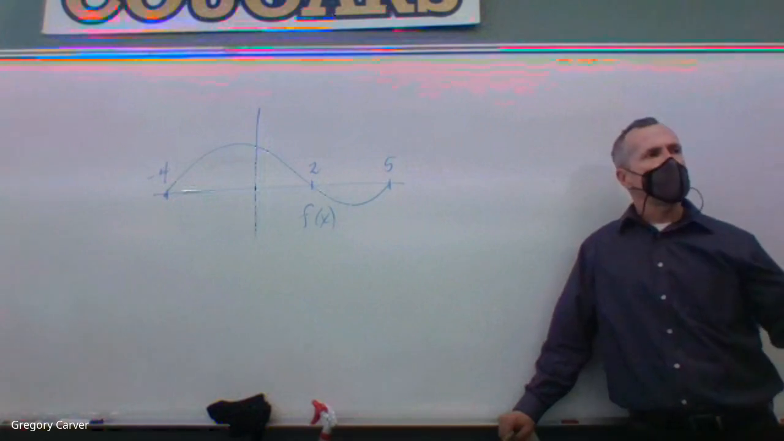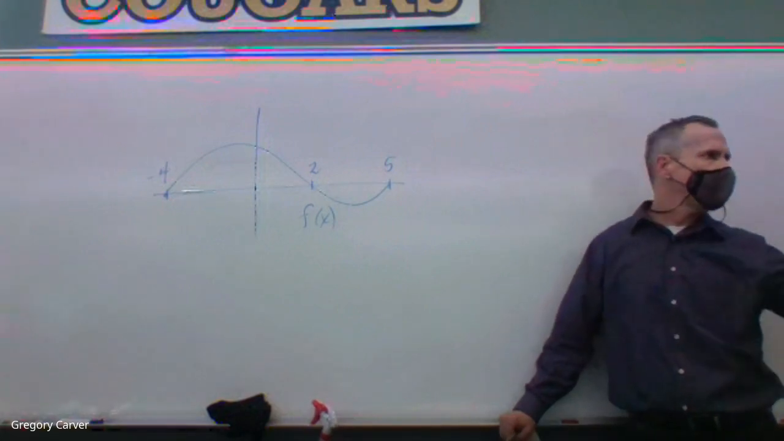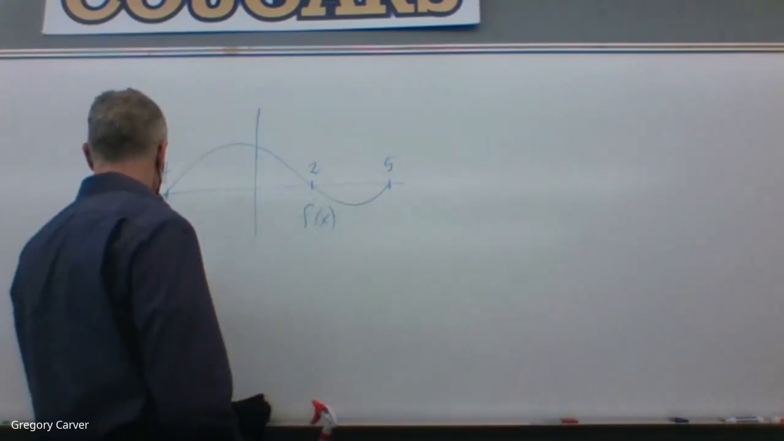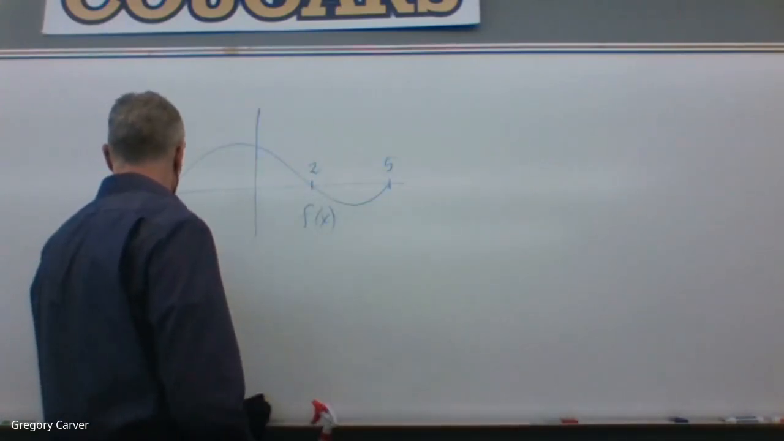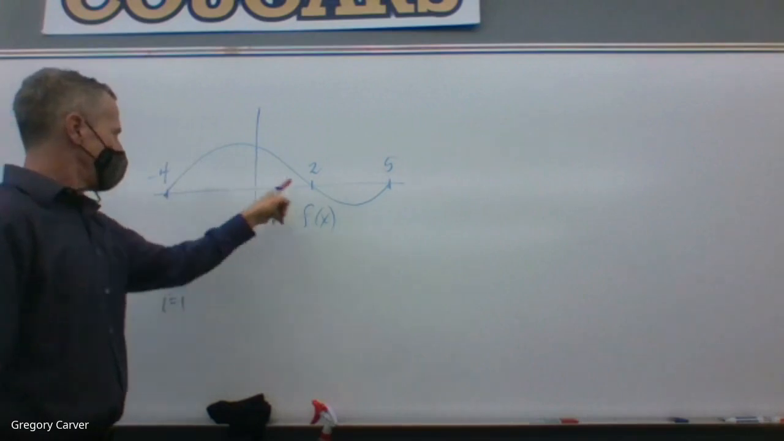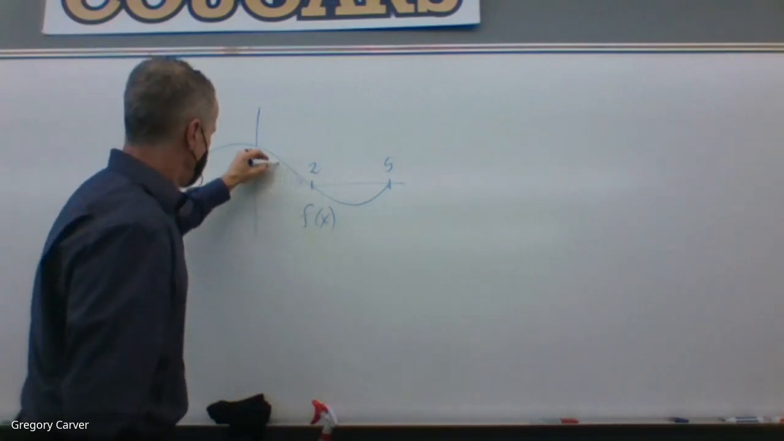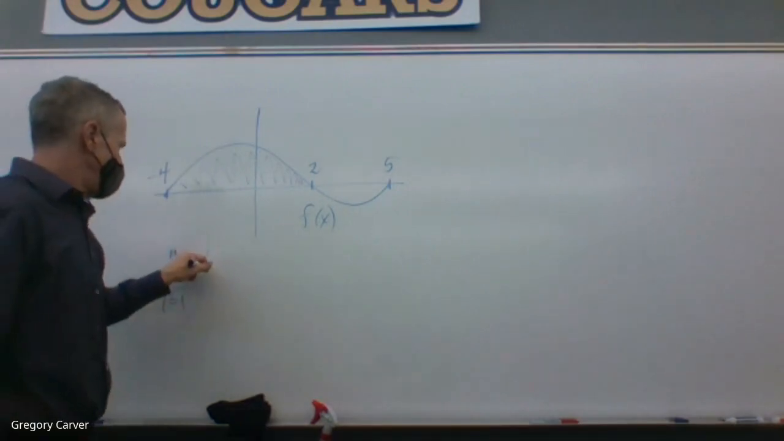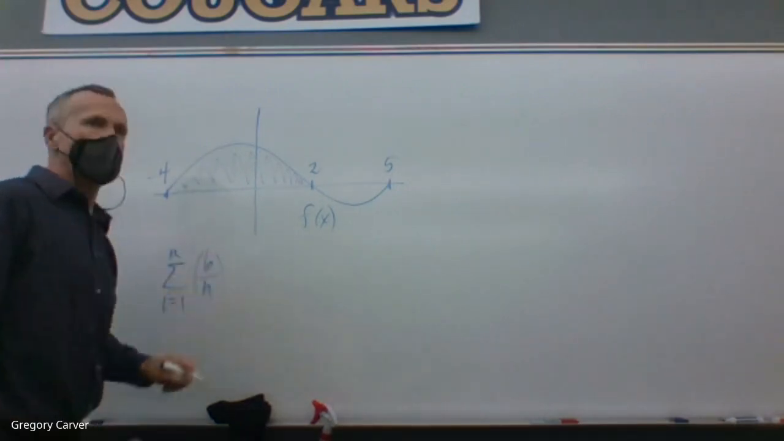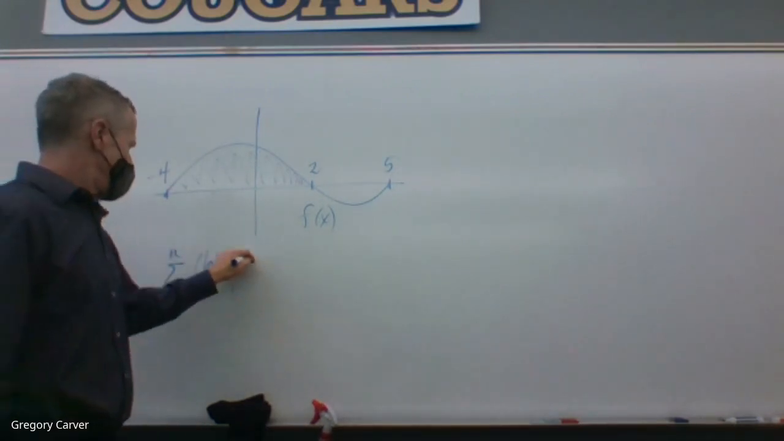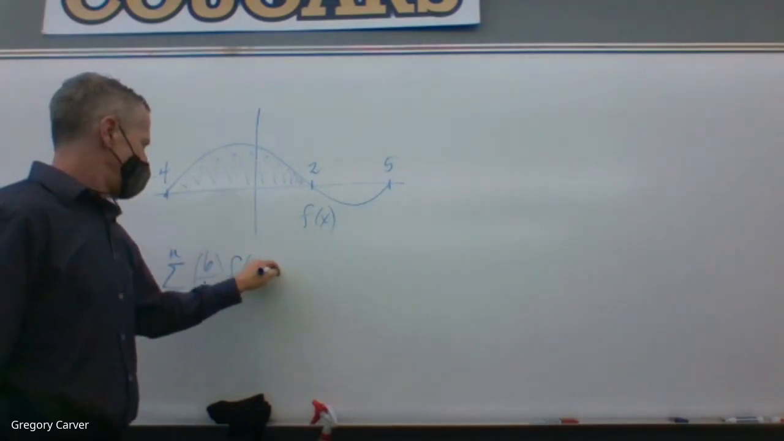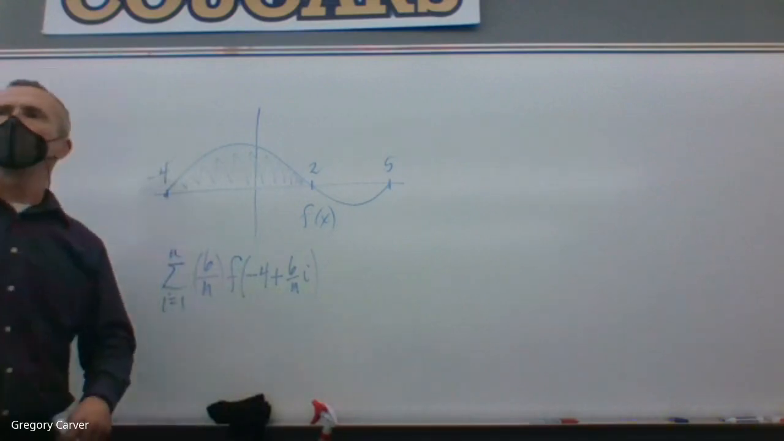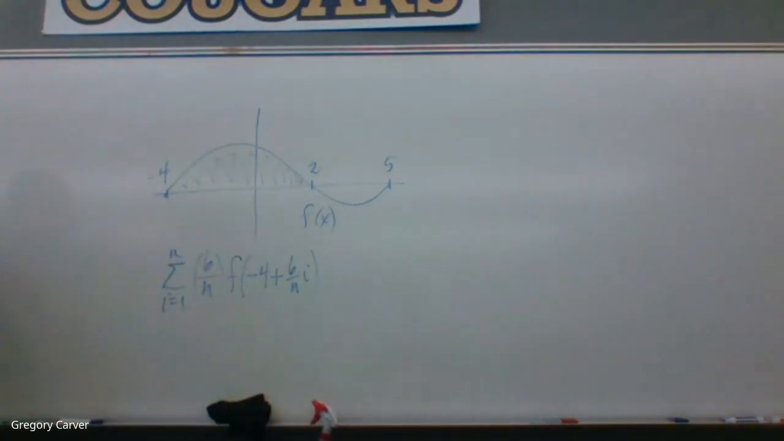If I wanted to go from -4 to 2, setting it up like I did before, Victoria, are you ready? How would I write this in summation notation? Just going from here to here. So this, there to there. It would be 6 over n. Yep, I like it. And then f of -4 plus i times 6 over n. You bet. Yep. Are we good?